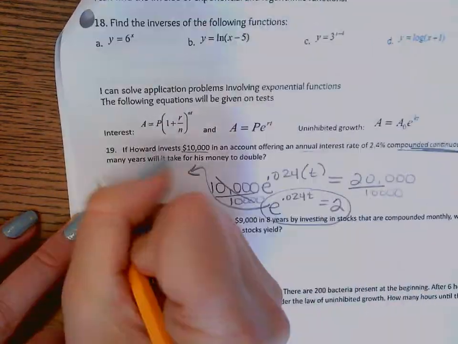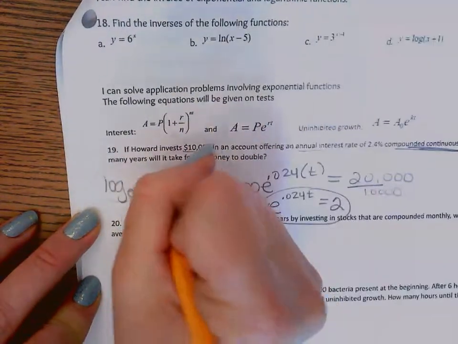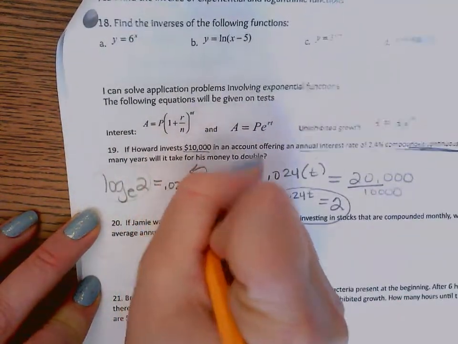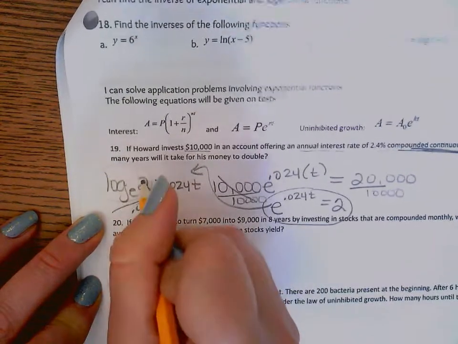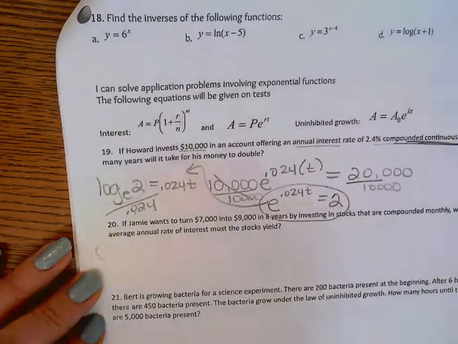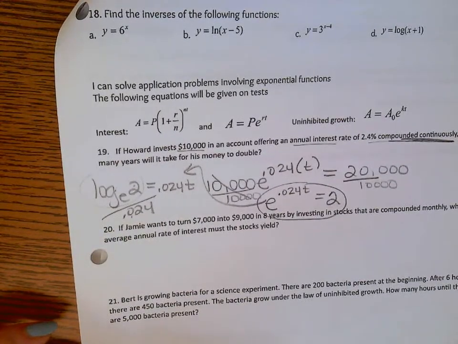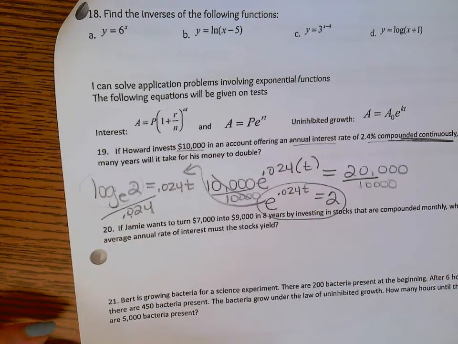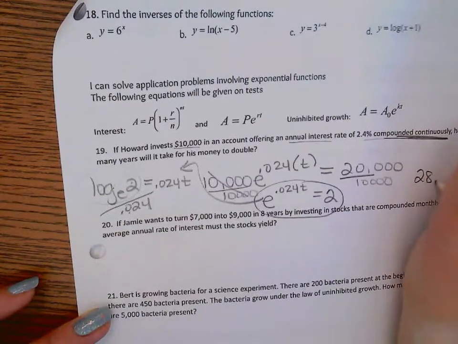It would be the log base e of 2, so the natural log of 2, equals 0.024t. So I'm going to take the natural log of 2 and divide by the 0.024. So it will take 28.9 years is what I got.